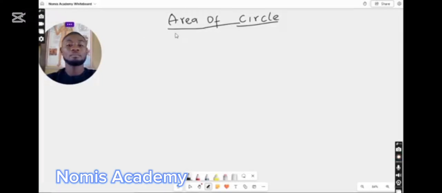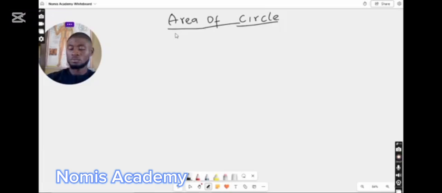This time we'll be dealing with area of circle. Have you learned the properties of circle? Diameter, sector, segment, radius, chord. We'll begin to see how we get to use all these properties of circle. But before we go into the deeper part, we'll start from the top.